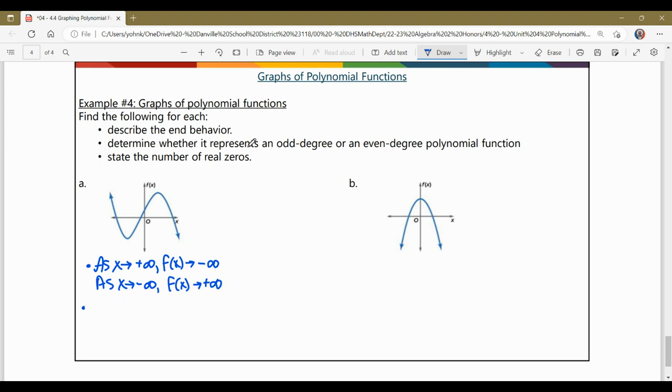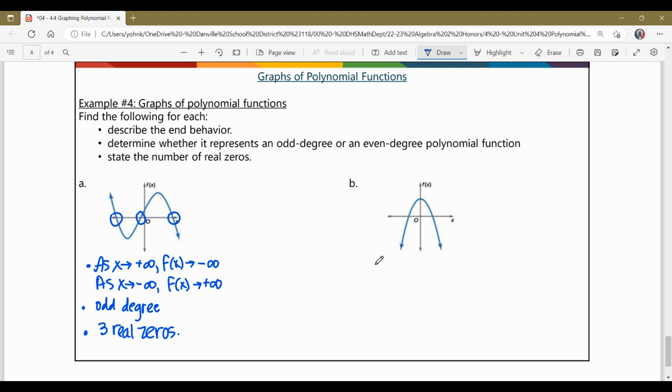Part 2, determine whether it represents an odd degree or an even degree polynomial function. Well, since my end behaviors are opposite, it's an odd degree polynomial. And part 3, state the number of real zeros. Since it crosses once, twice, 3 times, there are 3 real zeros. Remember, there could be some imaginary ones, but there are at least 3 real zeros.